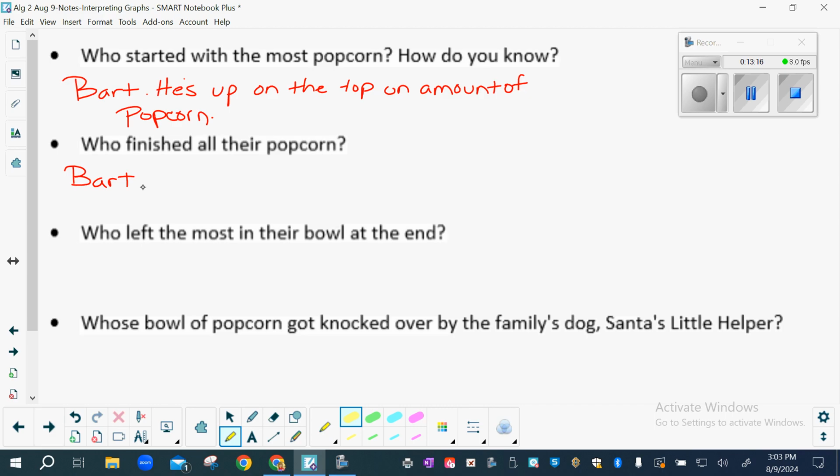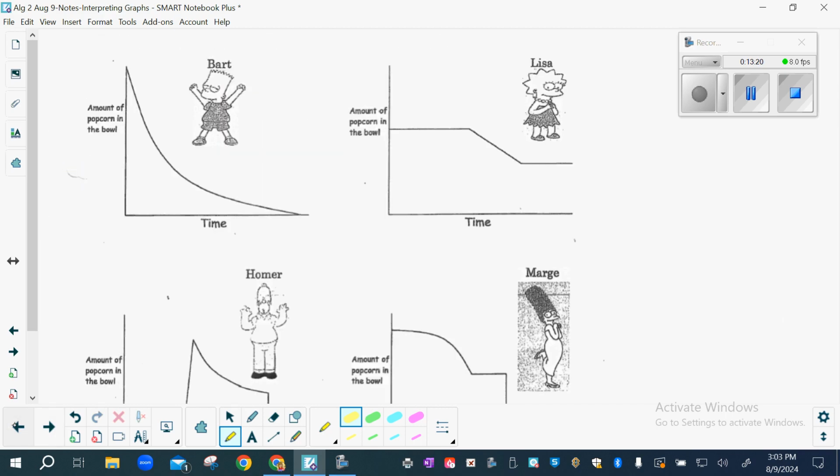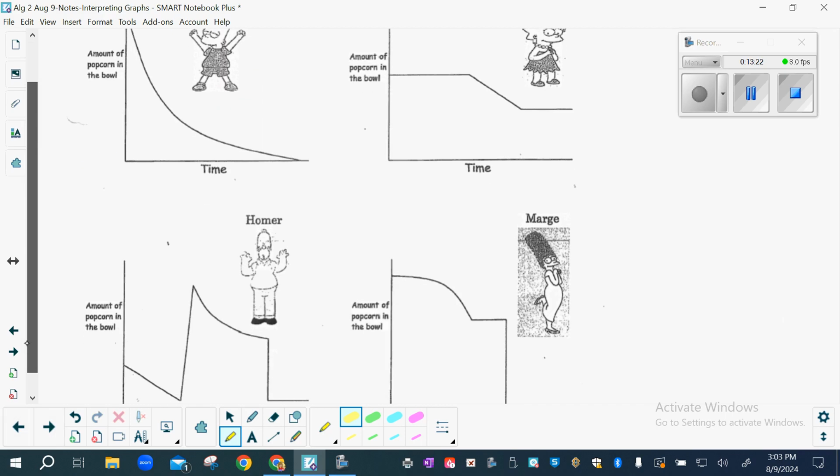And then, who left the most in their bowl at the end? Lisa. So Lisa is up here. She's the only one that's up that high. So Lisa.